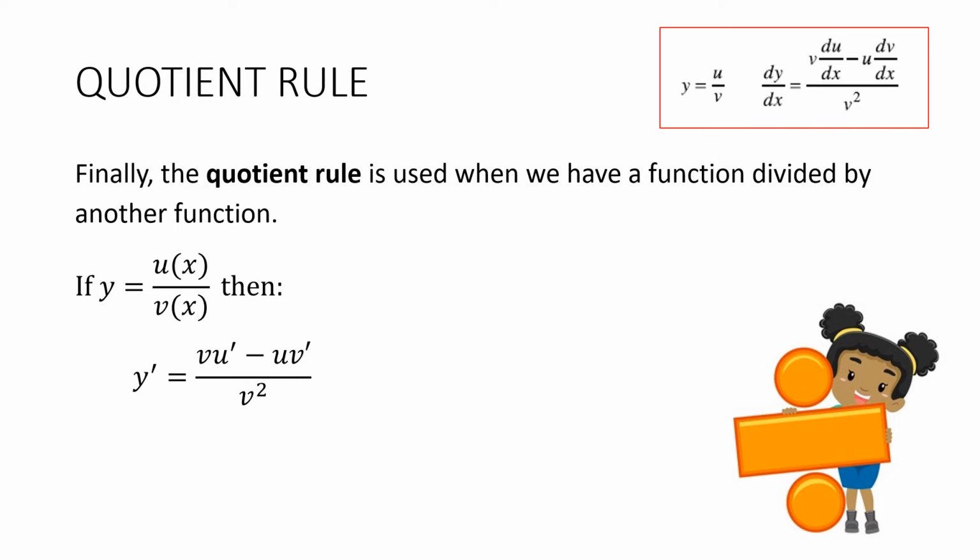And finally, the quotient rule is used when we have a function divided by another function. So we might have a function of x, which we will call u, divided by another function of x, which we will call v. Then the derivative will be v u dashed, take away u v dashed, all over v squared. And again, on your reference sheet, it is written in a more formal manner: v du dx, take away u dv dx, all over v squared. Now, one thing to be careful of with the quotient rule is the order, because it starts with v, unlike the product rule, which starts with u.